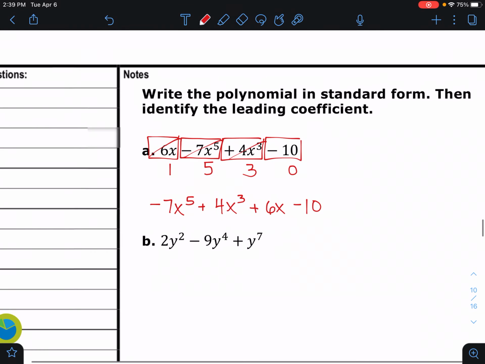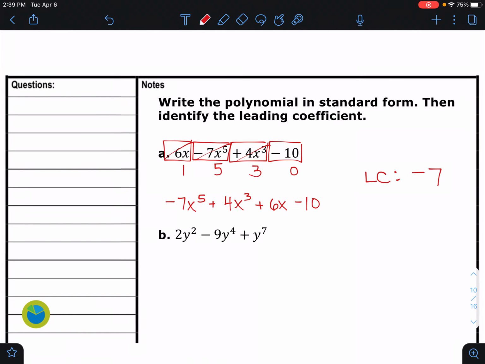Now, what is the leading coefficient? I'm going to abbreviate this LC for leading coefficient. The leading coefficient here is the number in front once you put it in standard form. Just the number. Coefficients are numbers in front, not the x. Okay, so this would be negative 7. Okay, and all right, how about this one?